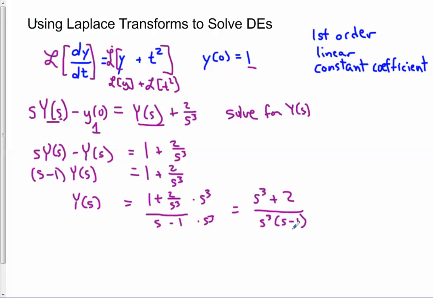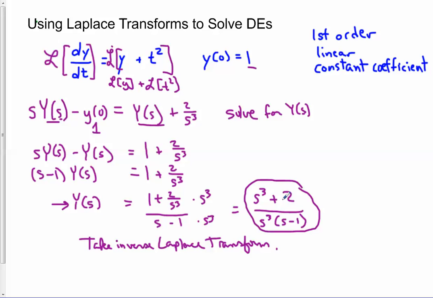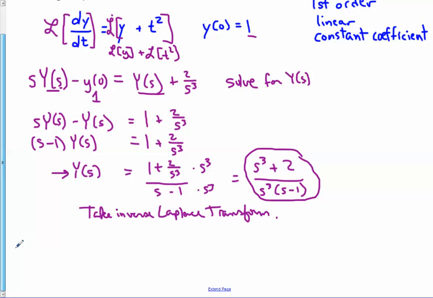So now we have capital Y, the Laplace transform of little y, the solution we're looking for. Now we just take the inverse Laplace transform. The solution we are looking for to the original DE is a function whose Laplace transform is this. So we just have to find a function whose Laplace transform is that, in other words, do an inverse Laplace transform. And if you're lucky, that's doable. That's not too horrible.